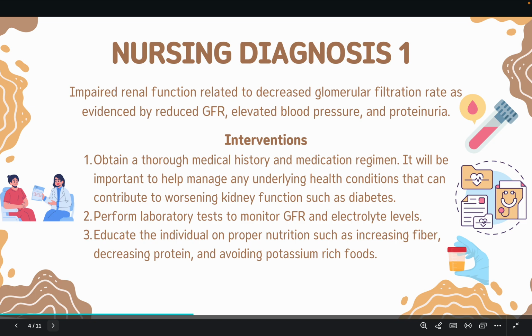For priority nursing diagnoses, the first one I've listed is impaired renal function related to decreased glomerular filtration rate, as evidenced by reduced GFR, elevated blood pressure, and protein in the urine. 3 interventions I would include would be to obtain a thorough medical history and medication regimen, just because some of those risk factors mentioned before, such as consistent use of certain medications that can cause kidney damage, will need to be noted, as well as a thorough medical history to make sure if there's any history of diabetes, hypertension, family history, anything like that.